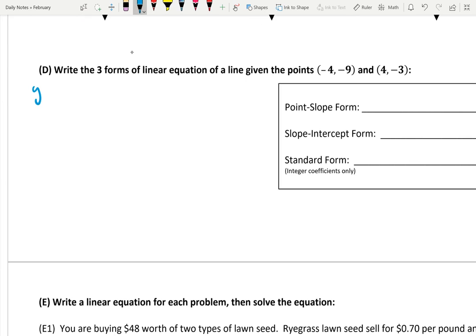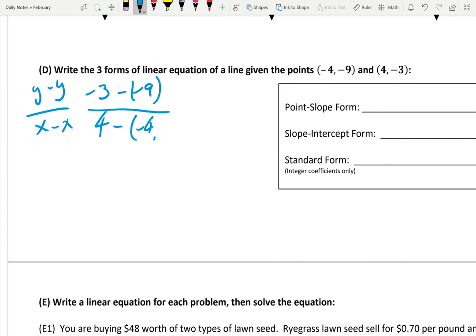So remember, it's y minus y over x minus x. I'm going to do the second ones minus the first ones. So y is going to be negative 3 minus negative 9. That's this y value minus this y value. And then my x's will be 4 minus negative 4, this x value minus this one. So remember, I'm taking both of these and subtracting both of these.